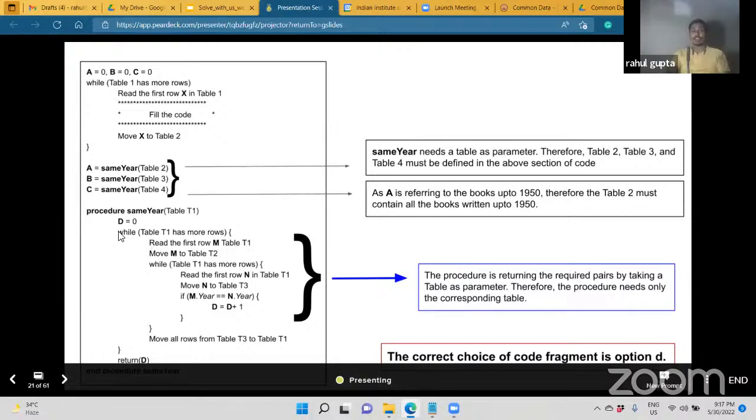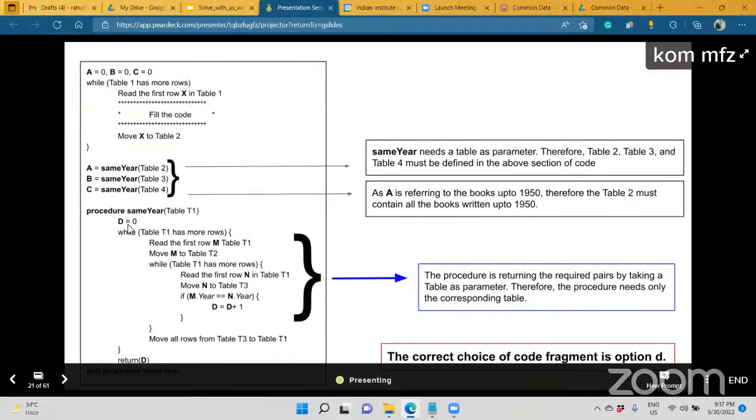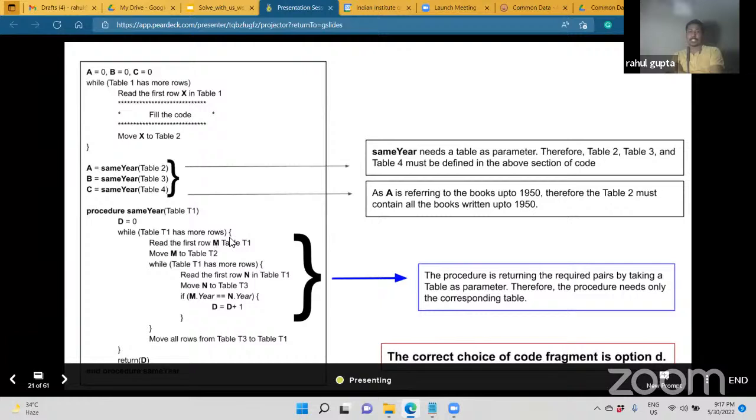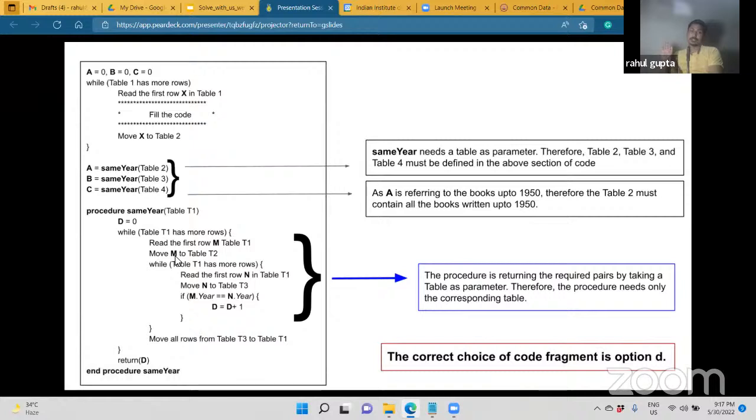So I'm taking the first row of the table. Suppose take table 2, right? Every book written in this is less than or equal to 1950, right? Yes, sir. D is 0, while table T2 has more rows. Read the first row of table T2, and I'll move that row to the some table. Is that clear?